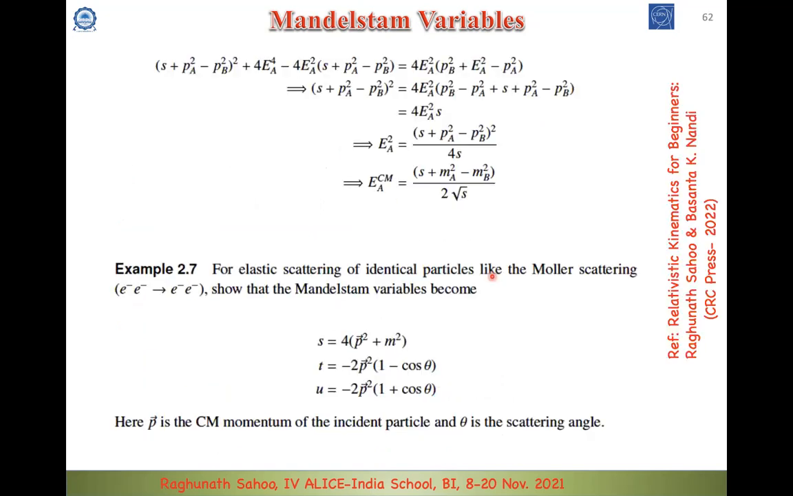And one more beautiful problem is the elastic scattering of identical particles, like Møller scattering. Møller scattering is discussed in many high energy particle physics books, which is e⁻ colliding with e⁻, going to e⁻ and e⁻. So you can show that the Mandelstam variables become: S is equal to this expression, 4(p² + m²). T expression is this and U is this. And p is the center of mass momentum of the incident particle, and theta is the scattering angle. So maybe you can try these problems, and if you face any problem, you can discuss with me.